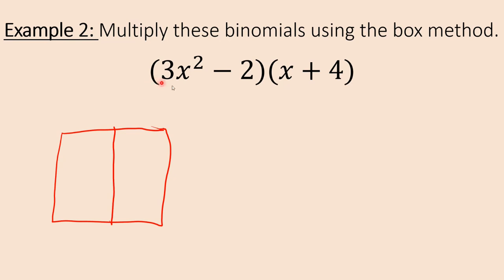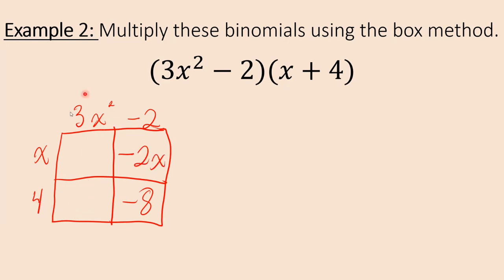So I'm going to go ahead and put my 3x squared. And then here's the big thing. I'm not going to put a 2 here because this one is negative because of this minus sign. So I'm going to put a negative 2 here. All right, and then along the side, I have x and I have 4. All right, we're going to go ahead and multiply. Well, 4 times negative 2 is negative 8. X times negative 2 is negative 2x.